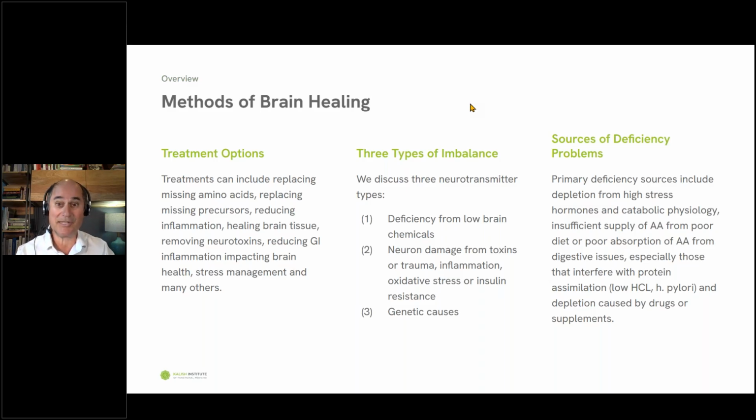Neuron damage is important too. That means that the level of neurotransmitters, the physical amount of the brain chemicals, could be fine. There's not a deficiency state present, but the neurons aren't conducting the signal properly. The neurons aren't working right. That's a whole different level of problem. From inflammation, oxidative stress, insulin resistance, lots of things can damage neurons. And that means that even if your neurotransmitter levels are okay, the signals aren't going to get through because there's damage to the neurons. And then the third type would be genetic related problems, which happens to some people, unfortunately.